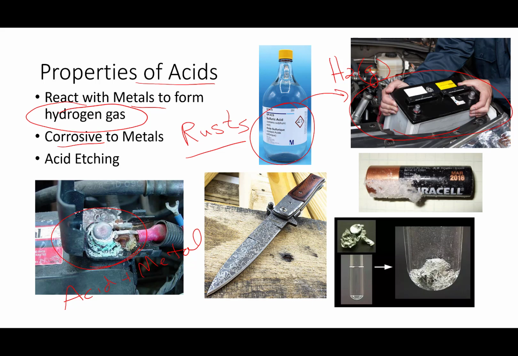Acids, because they react with metals, can be used for decorative etching on metals. And because of the acidity of acids used in batteries, this is why you should take batteries out of appliances and electronics that you're not going to be using for a while, because the acid will actually eat through the metal components of the battery, and then those acids can attack your appliance itself.